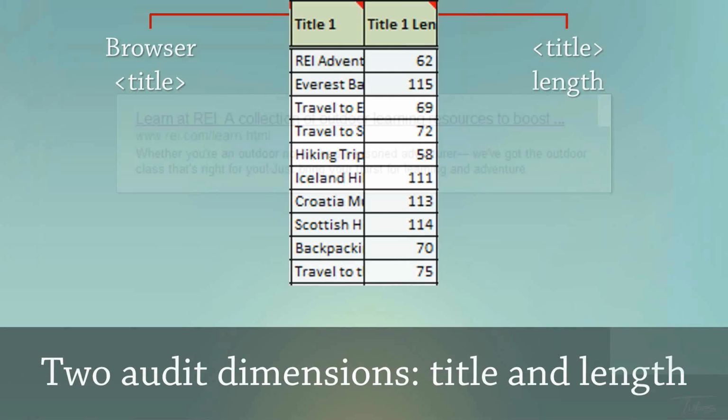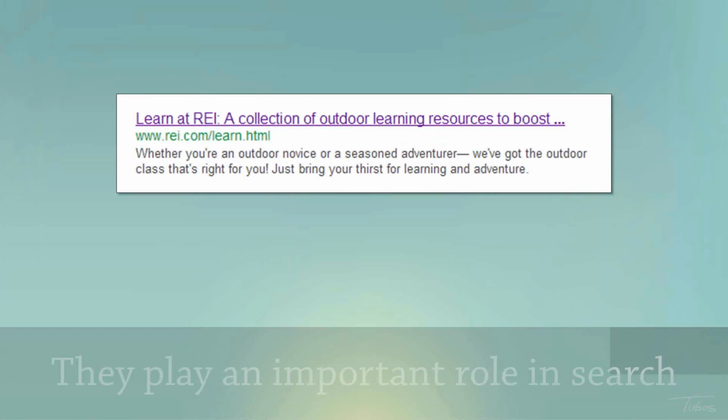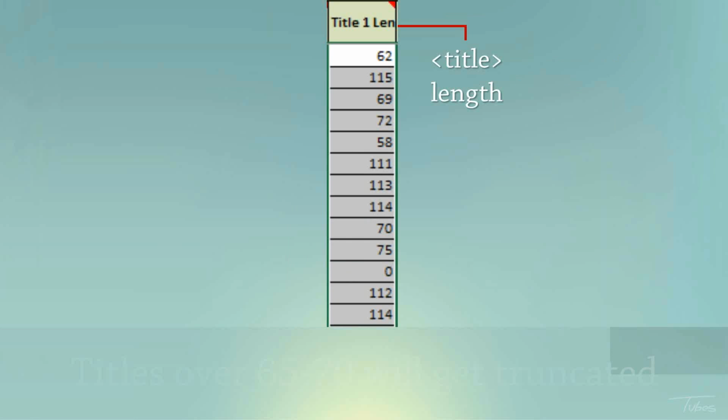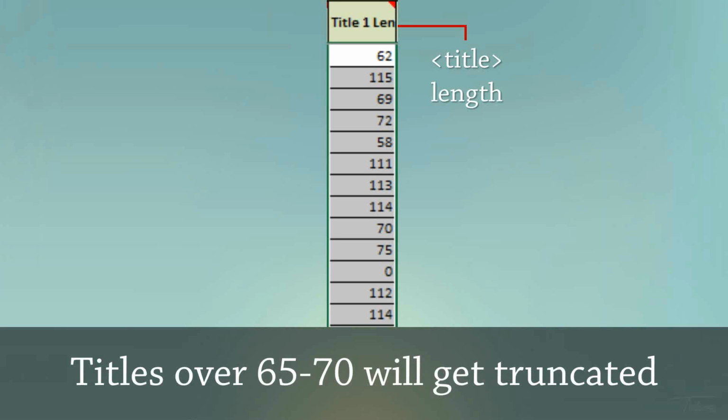And the reason why that's important is because when people search for content that's on our websites, if the browser title is too long, it gets truncated. In this case, a page on REI.com has the title "Learn at REI, a collection of outdoor learning resources to boost..." I'm sure it's to boost something, but I don't know what that is because it gets truncated and there's an ellipsis, and I don't have a good experience as a searcher. There's a ton of data showing that results like that do not get clicked on. So we can do better than that.